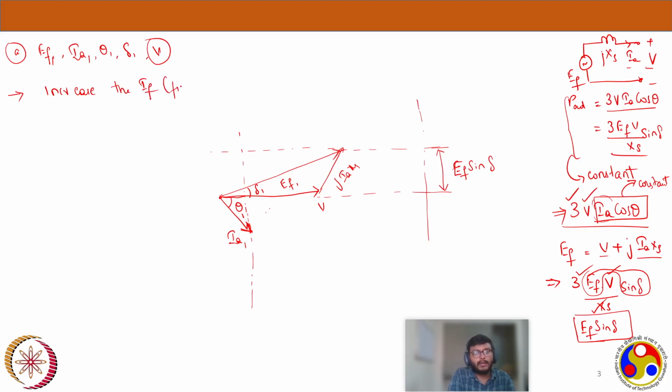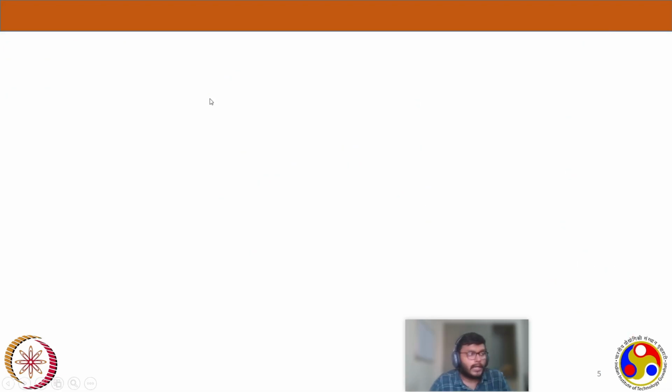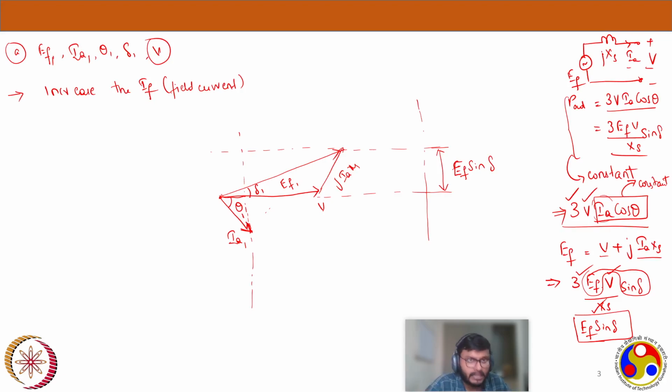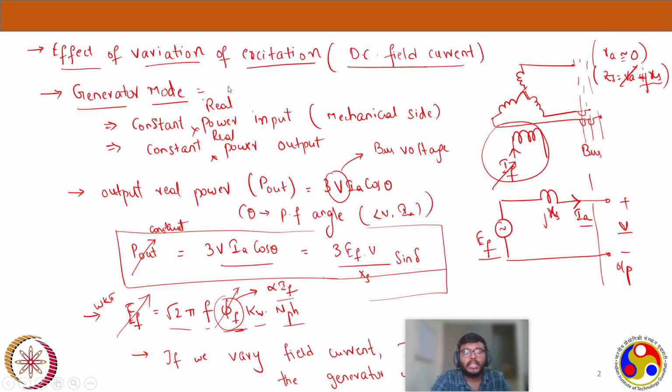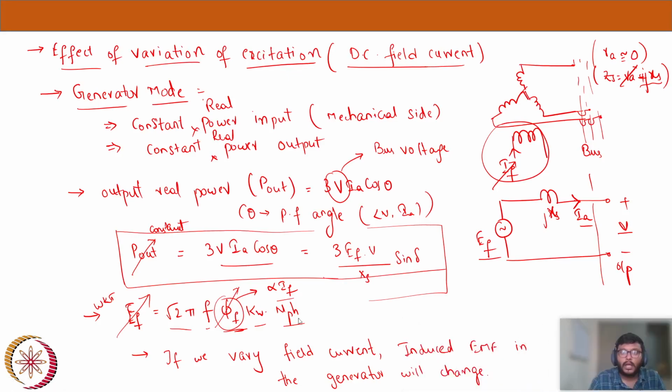Increase the field current. Okay, now I have increased my field current. Now from the formula we have written in the previous slide, EF is equal to root 2 pi phi F kW and phi. If I increase my field current, my excitation will change. I have written the statement also at the bottom: if we vary the field current, induced EMF in the generator will also change. Now if you increase the field current, you are increasing the excitation.